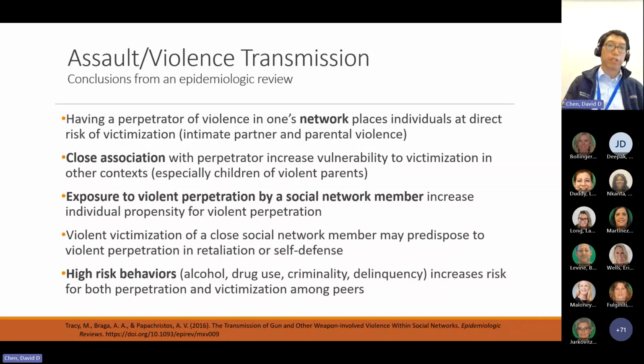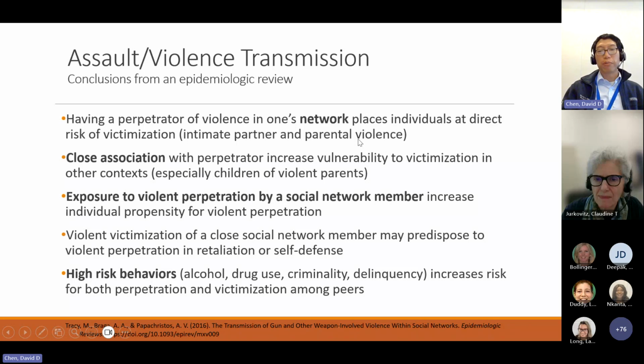A lot of the prior research has focused on transmission of violence. You can think of it as something that perpetuates or propagates from one person to another, and as such may be understood by studying network-based transmission. This epidemiologic review from 2016 looked at the studies that were out there with this concept in mind and found that having a perpetrator of violence in someone's network places all the others in that network at increased risk of victimization, though the focus of that study was on intimate partner violence. Close association was also associated with it.